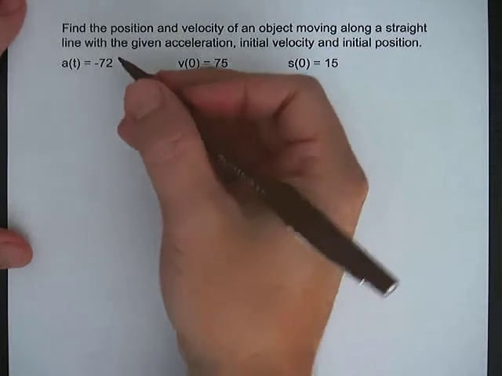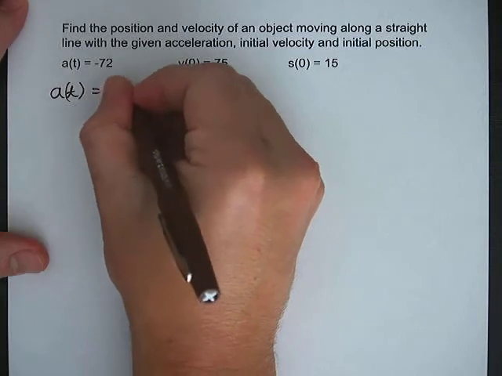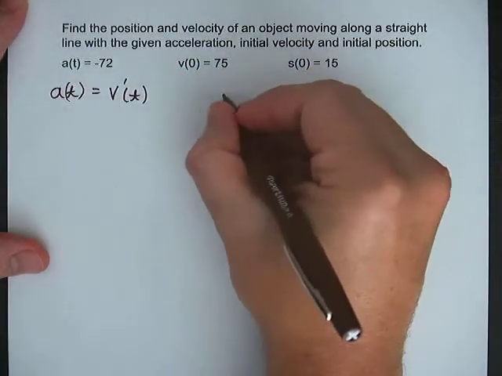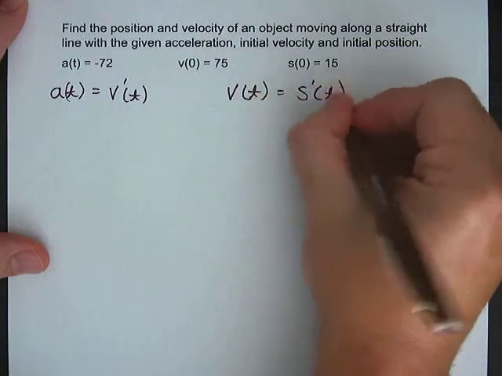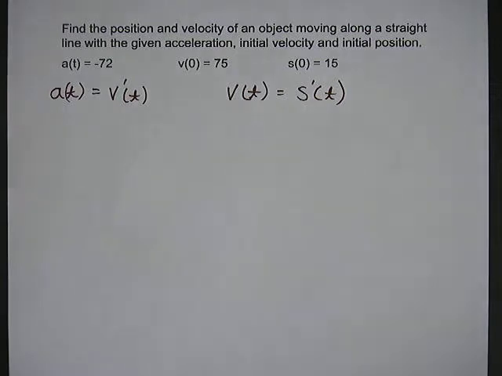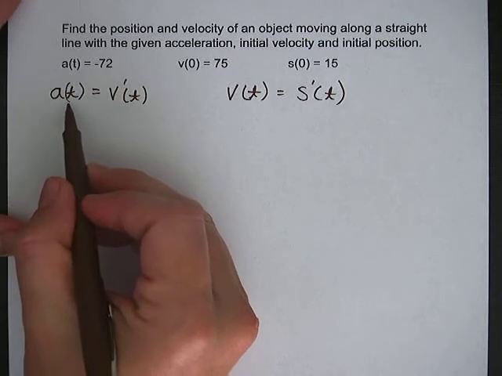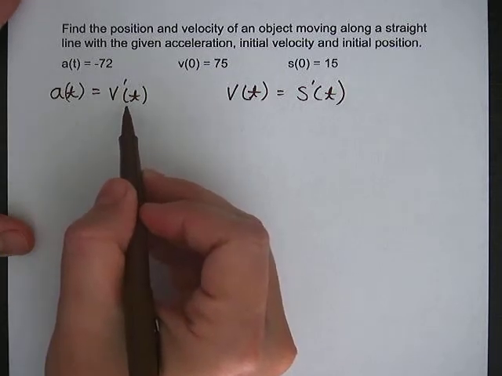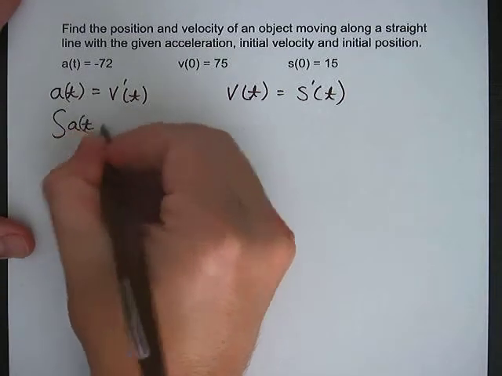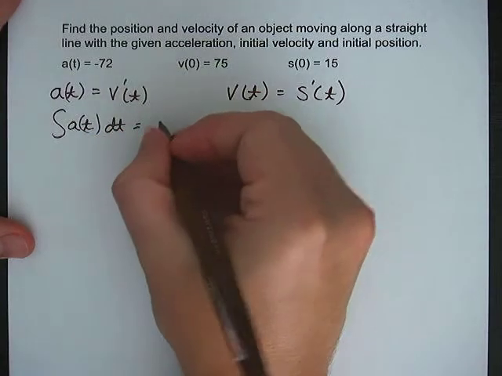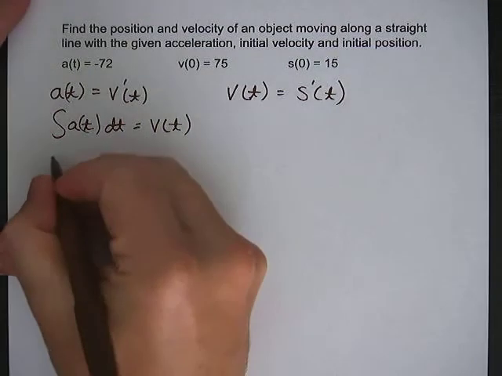These two things are going to be used later in the problem, but we're going to start with the acceleration function. Also, keep in mind that acceleration is equal to the derivative of velocity, and velocity is equal to the derivative of position. So we're going to work this backwards, and we're going to take the antiderivative of the acceleration to get to velocity. So let's do that.